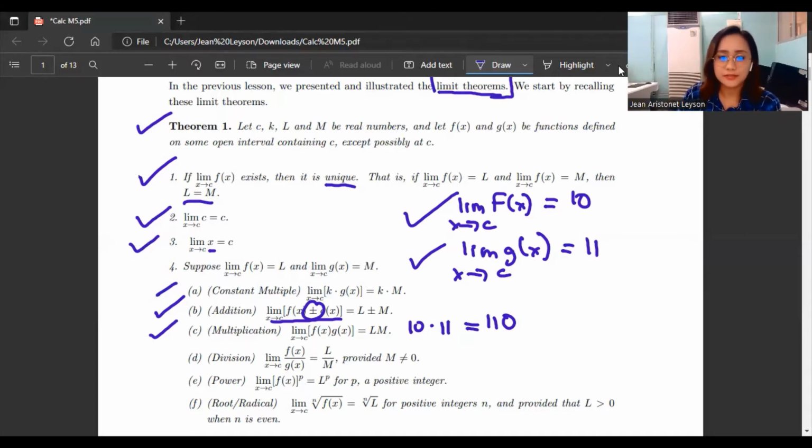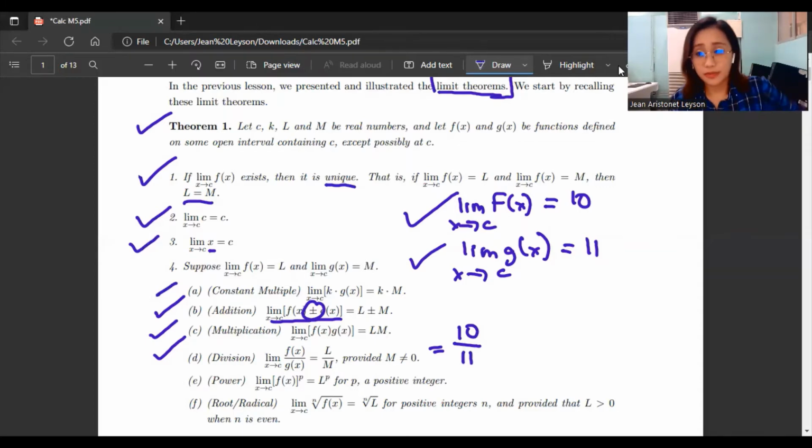Letter D is division. So still the same example, for the same given. That's the limit of f of x over g of x as x approaches c. So we know f of x is 10, then g of x is 11. So that's 10 over 11. For your answers, it would be better if you express it in fractional form rather than decimal form for the value to be more exact. But if your answer can still be simplified, reduced to lowest terms, that would be better.